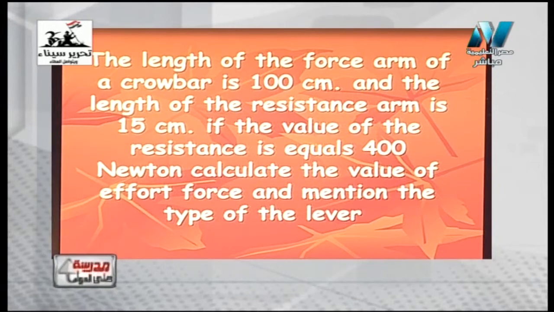So again, another problem. The problem says, the length of the force arm of a crowbar is 100 centimeter and the length of the resistance arm is 15 centimeter. It is important in the first lever problem to read it carefully. You must read the lever's problem carefully, to get the values you will work with. If the value of the resistance equals 400 newton, calculate the value of the effort force and mention the type of lever.